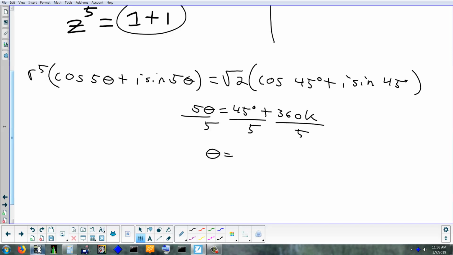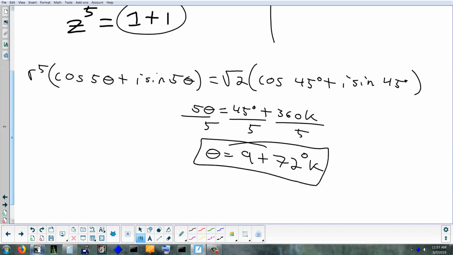45 divided by 5 gives me 9. 360 divided by 5 is 72. Yep. And if you know anything about pentagons, if you're going around a circle, each vertex would be 72 degrees apart to get all the way around. With a k. Okay. So we'll come back to that.